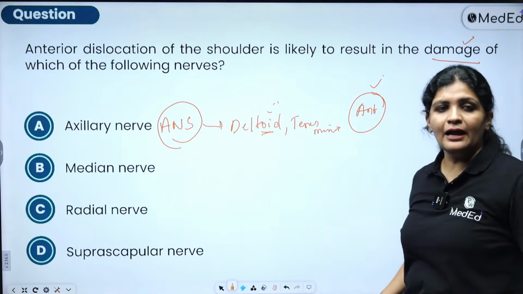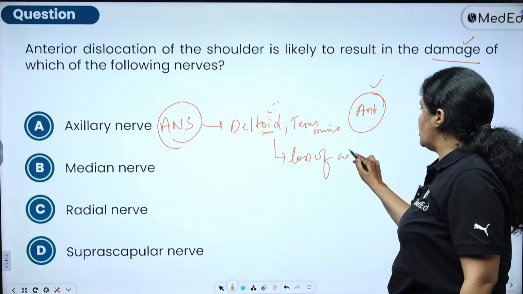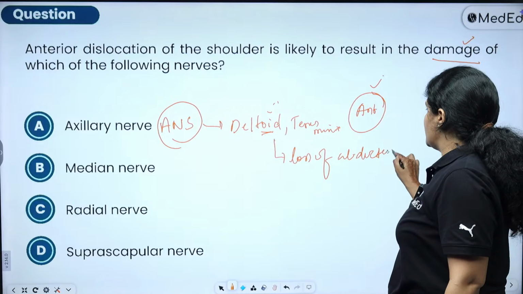Deltoid is mainly for your abduction, so a loss of abduction is seen. And what is your regimental badge area? So what is regimental badge area?